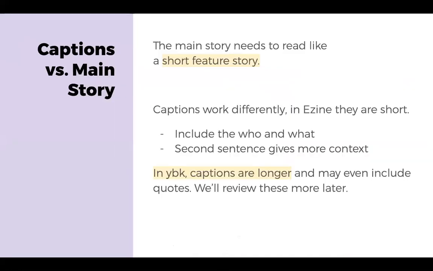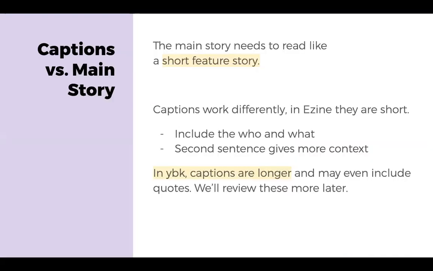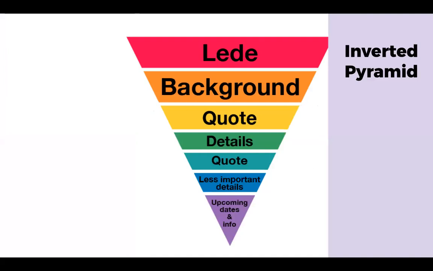So the main story needs to read like a short feature story. Captions work very differently. In Azing, we keep them really short. That first sentence includes the who and the what, and the second sentence will give your reader more context. But in yearbook, as you can see from this page, our captions are a lot longer, and they may even include quotes. A bunch of your captions include quotes. We're going to review caption writing a lot more later. For now, let's talk about the inverted pyramid.